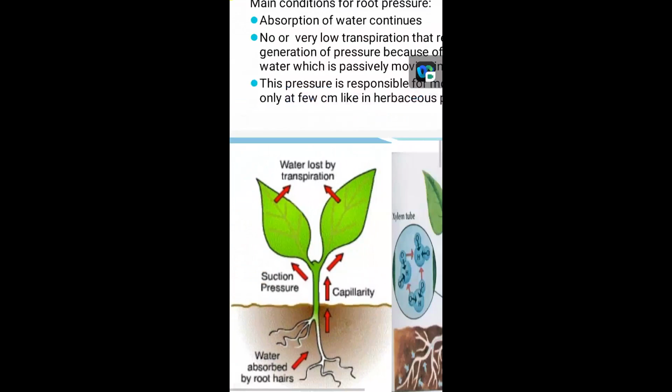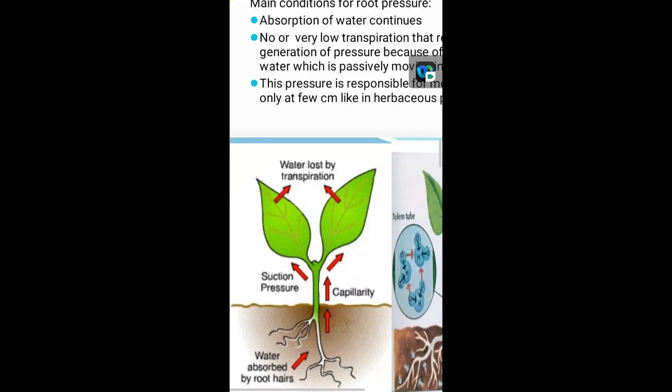So when the water is moving continuously, absorption, but there is no transpiration due to the closure of stomata, what happens? So there is accumulation of water in the xylem. Because of this continuous absorption of water, and no transpiration taking place, it generates a pressure in the vessels of the xylem, which is called the root pressure.